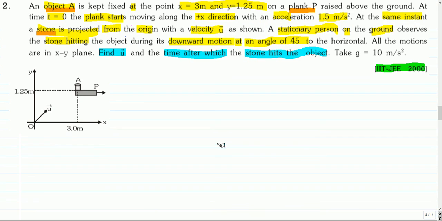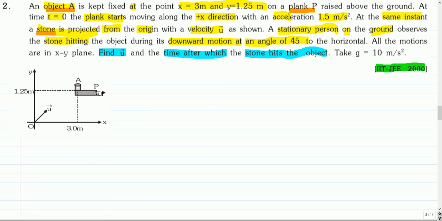This is the next question. An object A is kept fixed at a point x equal to 3 meters and y equal to 1.25 meter on a plank P raised above the ground. At time t equal to 0, the plank starts moving in the positive x direction with an acceleration of 1.5 meter per second square. At the same instant, a stone is projected from the origin with velocity u, as shown. A stationary person on the ground observes the stone hitting the object during its downward motion at an angle 45 degrees to the horizontal. All the motions are in the xy plane. Find u and the time after which the stone hits the object.